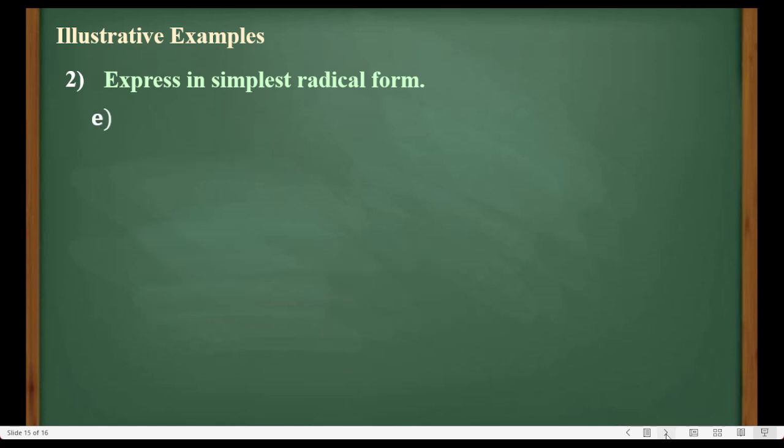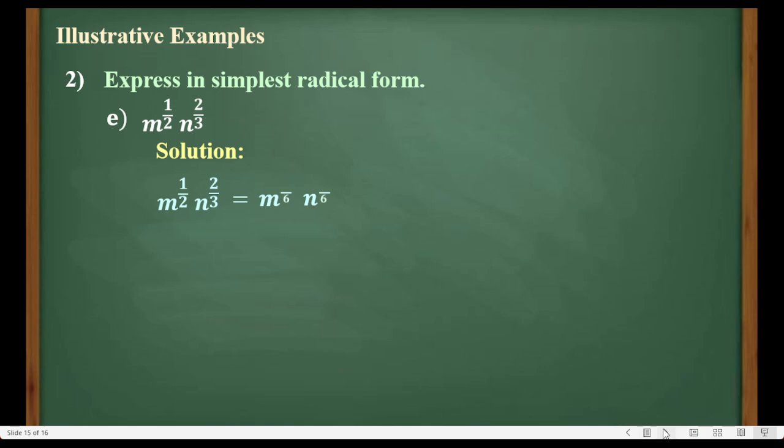Next. Letter E. How about this one? M to the 1/2, times M to the 2/3. Now basically, we have expressions with rational exponents, but you will notice that we have two fractional exponents having different denominators. So what we're going to do here is make the two fractions similar by making their denominators the same. So basically, what we're going to apply here is the LCD. And particularly, what is the LCD of denominators 2 and 3?